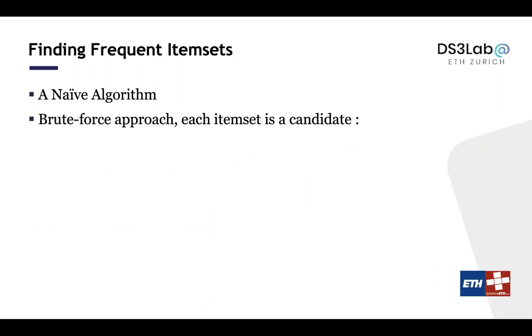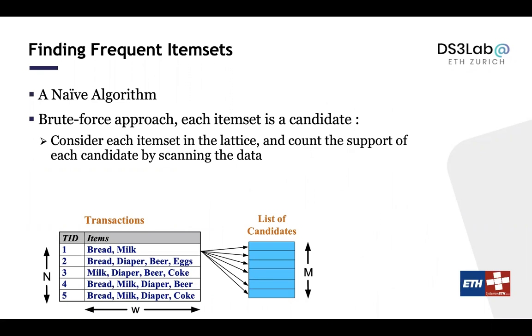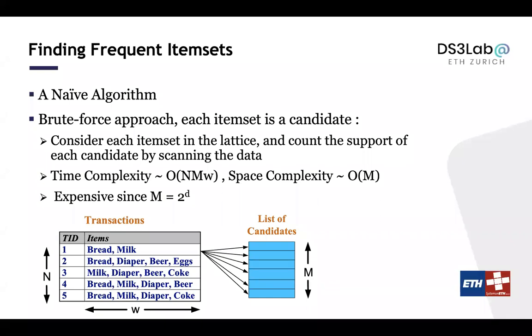So it's brute force. Each item set is a candidate, right? So I can store all the candidates. If I have my number of items equal to D, I could just store all of those in a table, which is going to have 2 to the D number of rows. And for each of these item sets, I just go through my whole transaction table and calculate the support, and then I do one pass of filtering, and I'm done. So this is a naive algorithm that does not really scale. We don't have a large database, but anyway, it gives you a baseline.